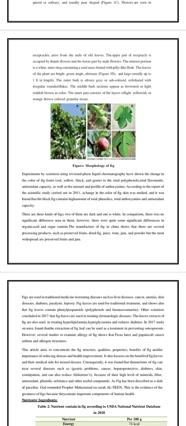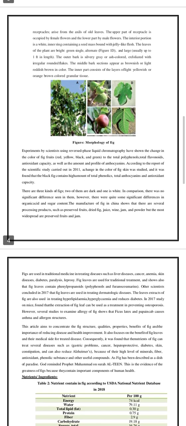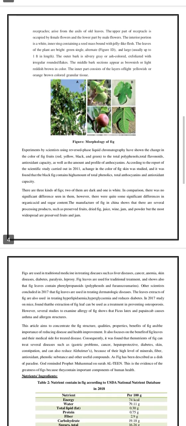The leaves of the plant are bright green, single, alternate, as shown in the figure, and usually up to 1 foot in length. The outer bark is silvery gray and ash-colored, exfoliated with irregular rounded flakes. The middle bark section appears brownish or light reddish brown in color. The inner part consists of layers of light yellowish and orange-brown colored granular tissues.